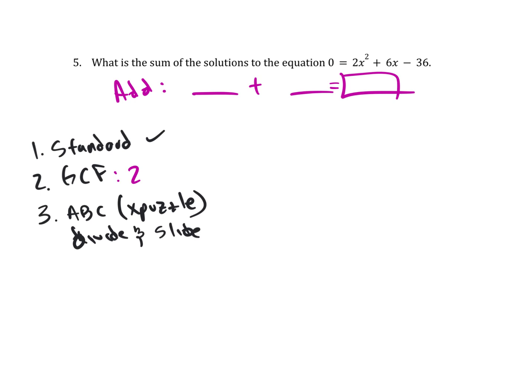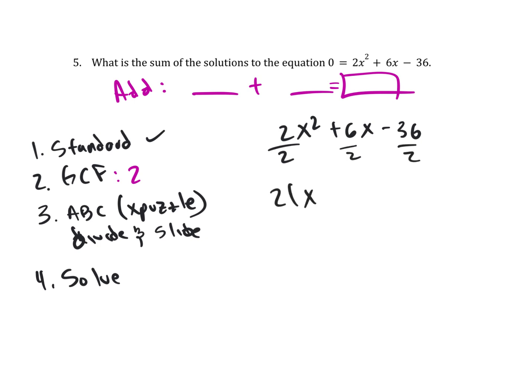After we do the divide and slide, we can solve, right? So we go through all the steps. That's how we did them in class. We can do them like that here too. I have 2x squared plus 6x minus 36, and I divide them all by 2. This is 1, 3, and 18. And so that gives me A is 1, B is 3, C is negative 18.